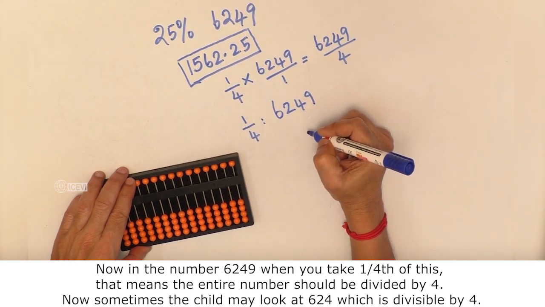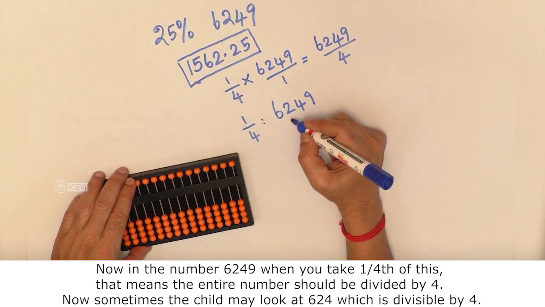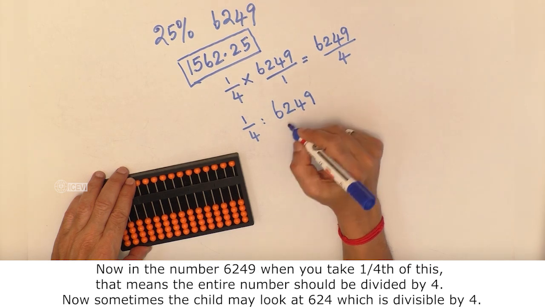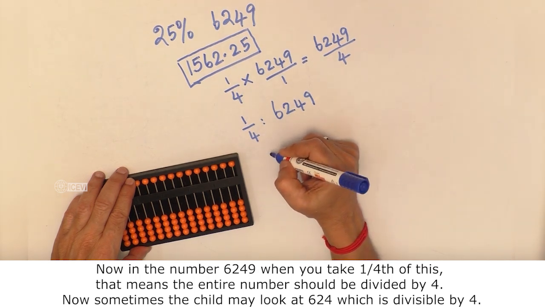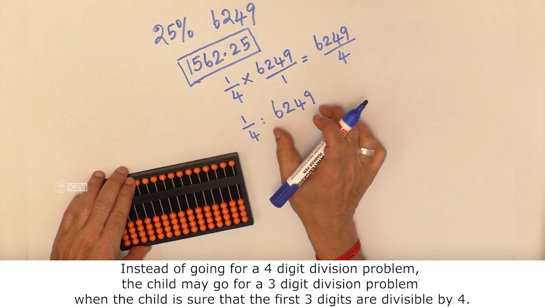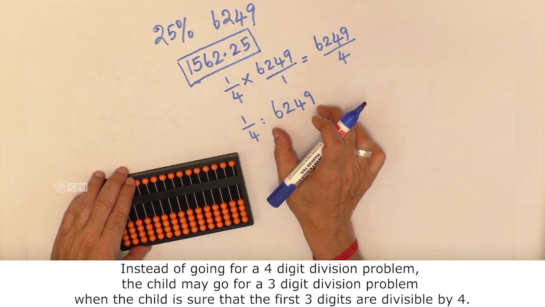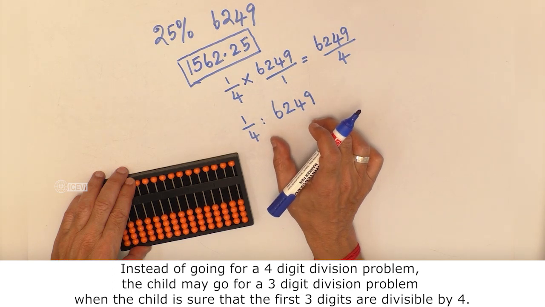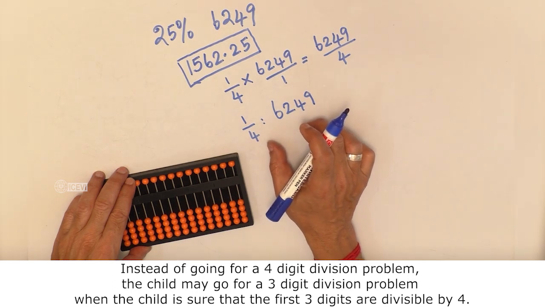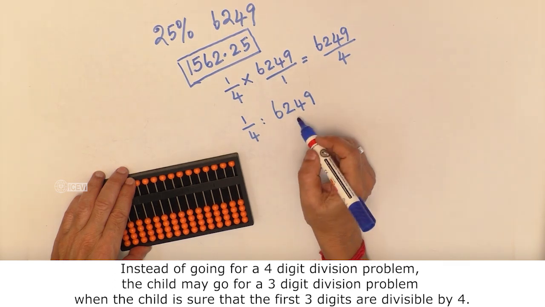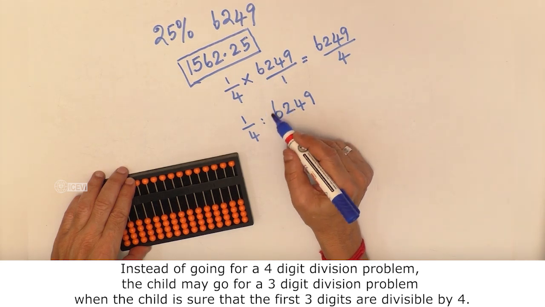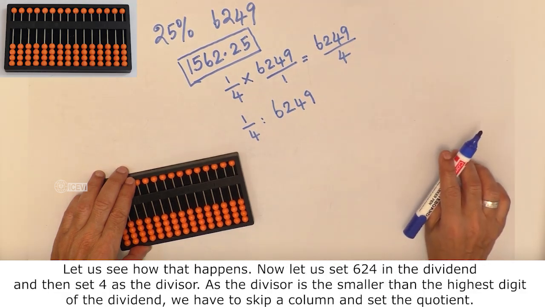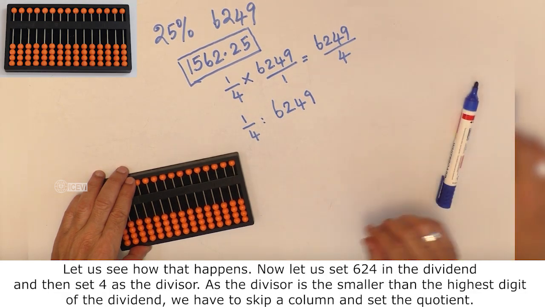Now, sometimes the child may look at 624, which is divisible by 4. Instead of going for a 4-digit division problem, the child may go for a 3-digit division problem when the child is sure that the first 3 digits are divisible by 4. Let us see how that happens.